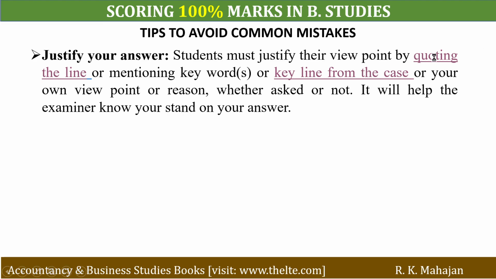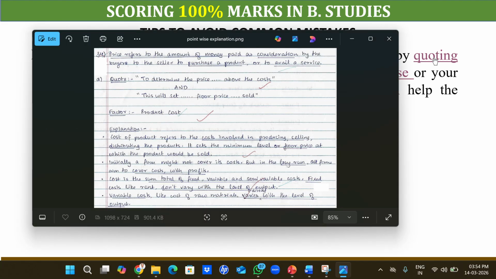Like here we can understand. Here in this question, from a topper's answer sheet, the student has given the meaning of price, then he or she has quoted the line, and then the factor has been written and the factor has been explained in points. So when you explain any point in different pointers, then you get maximum marks.